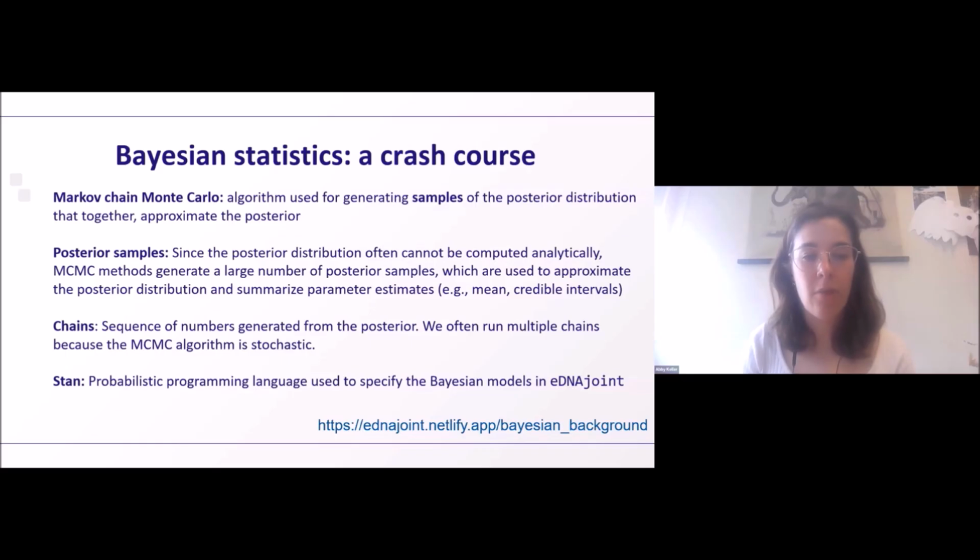And then finally, all the models in the package are specified with this probabilistic programming language called STAN. So once you've fitted the model to your data, the resulting object is a STAN fit object. And this is really nice because it opens you up to the RSTAN world and allows you to use all of the functions within the RSTAN package with your model fit object.